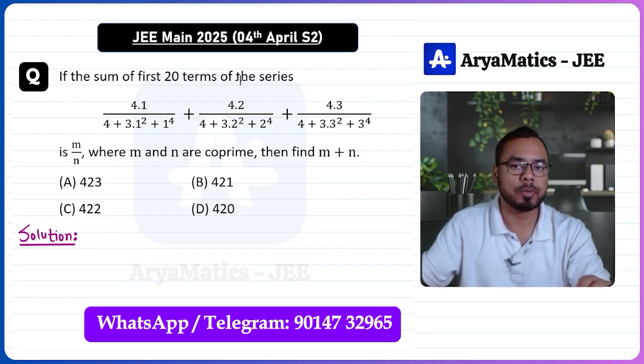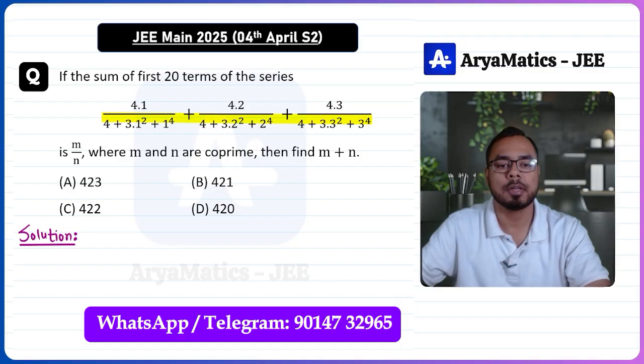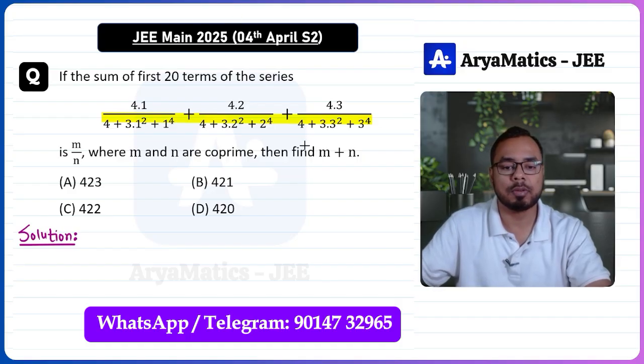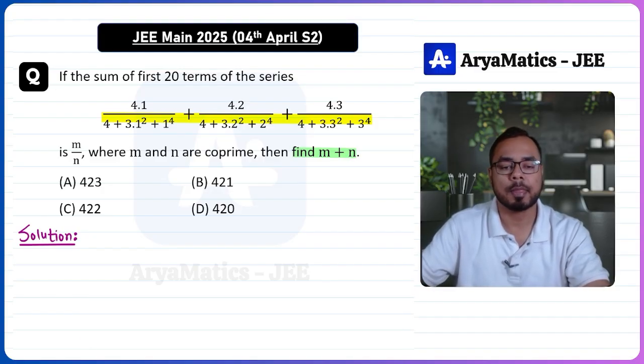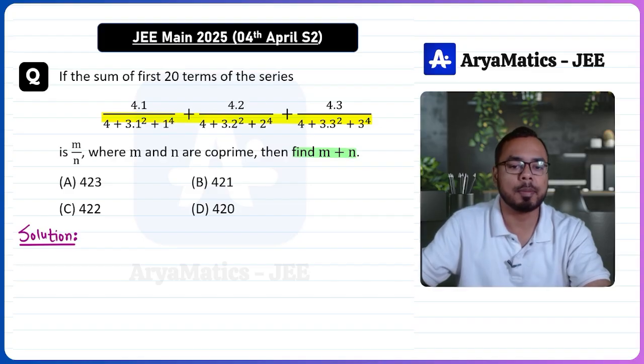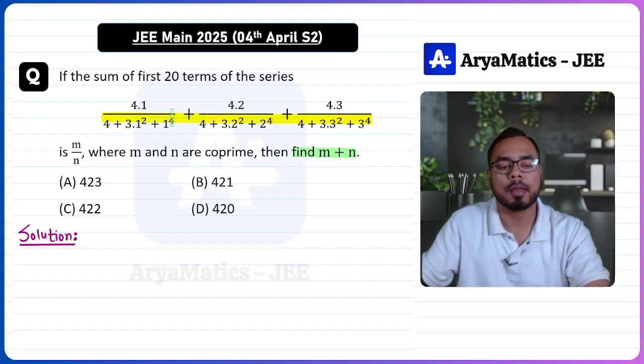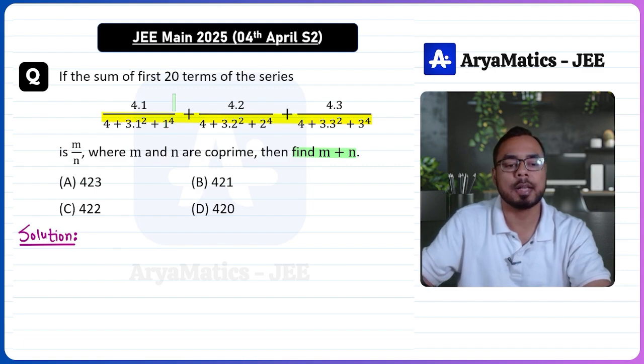If the sum of the first 20 terms of this series is m by n, where m and n are co-prime or relatively prime numbers, then we have to find the value of m plus n. This is another interesting problem on the Vn method. Whenever you have a number of terms in the denominator, we write the general term as a difference of two consecutive terms. Then once you start adding them, the alternate terms will cancel.